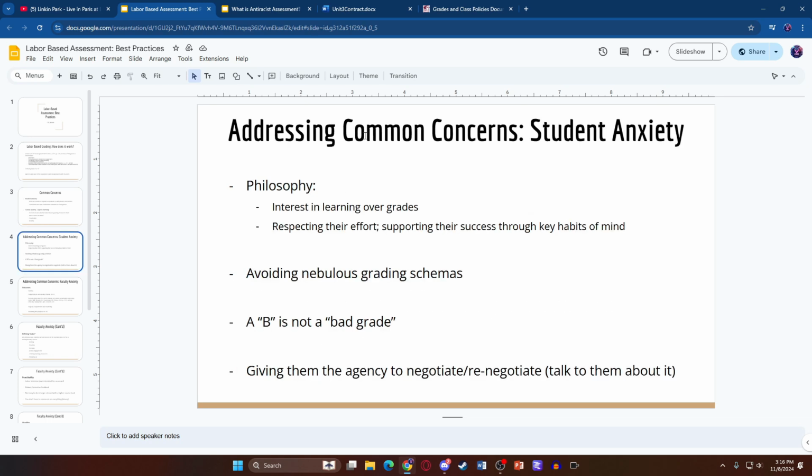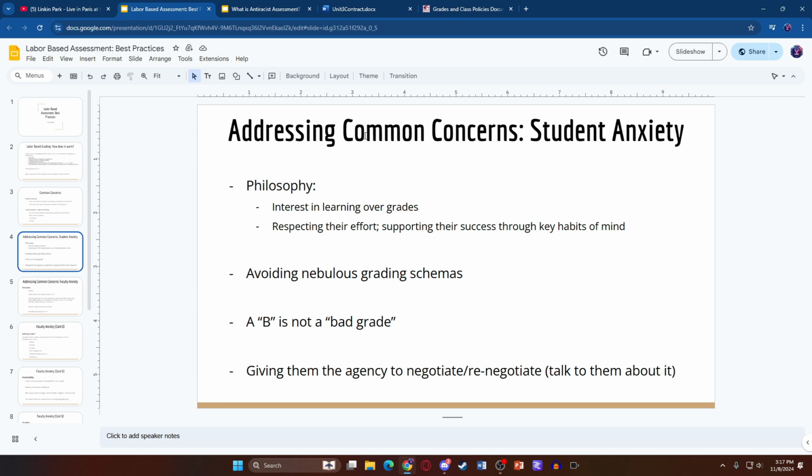So from the student side of things, when you encounter student reservations over labor-based grading, one of the things that I like to stress is the philosophy behind it. And again, research shows, especially research from Illinois, shows that students are more likely to prioritize learning when they don't have the pressure of a grade or of getting a good grade kind of looming over them.